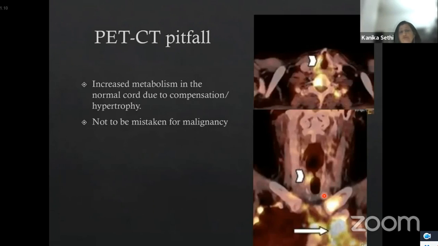So you have to remember, on a PET CT, you see a lesion showing increased uptake on the left side, but you also see increased uptake of the right vocal cord. Why does this happen? Because there is increased metabolism in the normal cord due to hypertrophy, and this is not to be mistaken for malignancy.